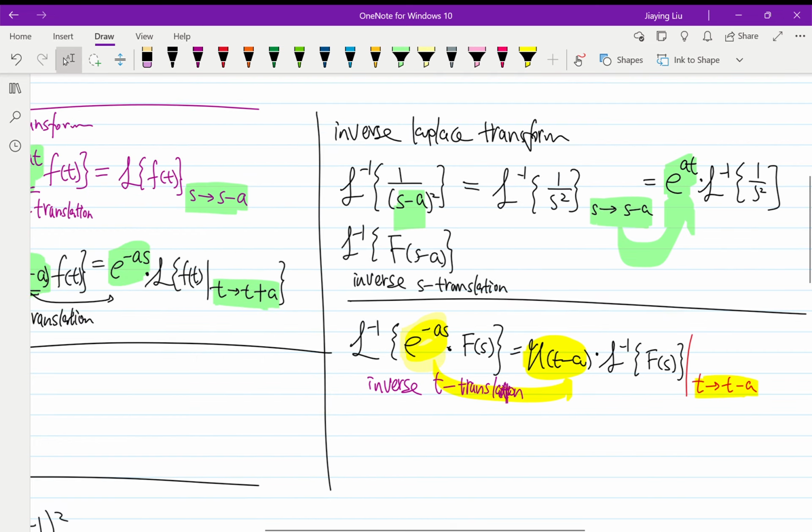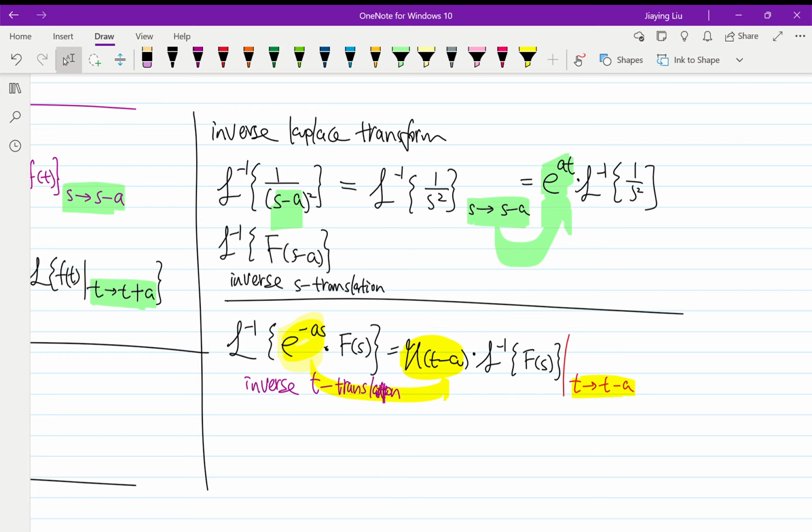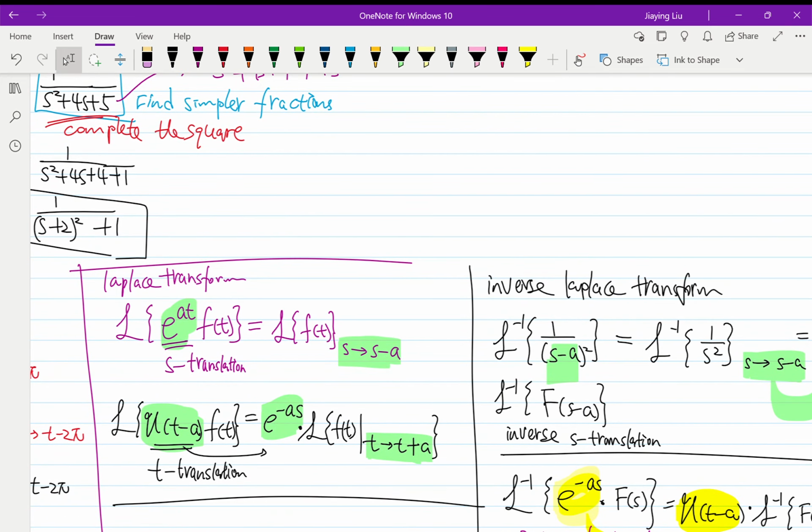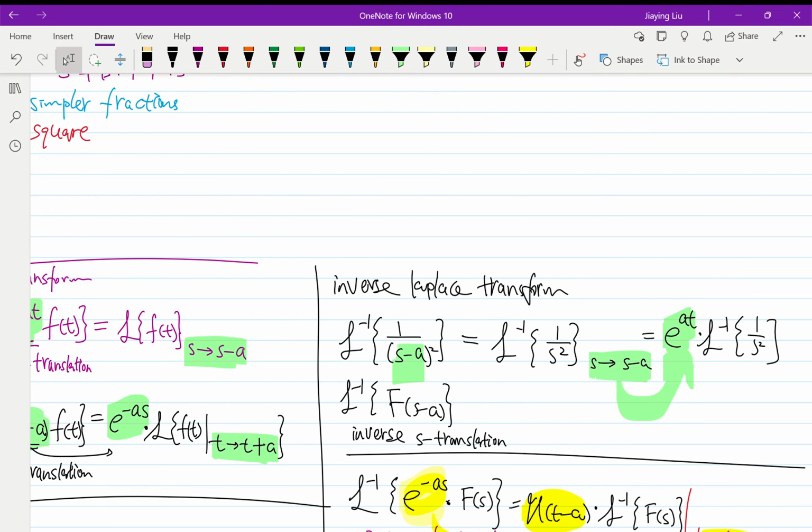But for the S translation, we don't, because the S translation is a different process, obviously, right? For the Laplace transform, the exponential part itself becomes a substitution, becomes S minus A. And for the inverse, the substitution that we made will become this exponential part. So it doesn't affect the remaining part, the f of t here, when we use the substitution to replace s. It doesn't change the inverse Laplace transform of this f of s.